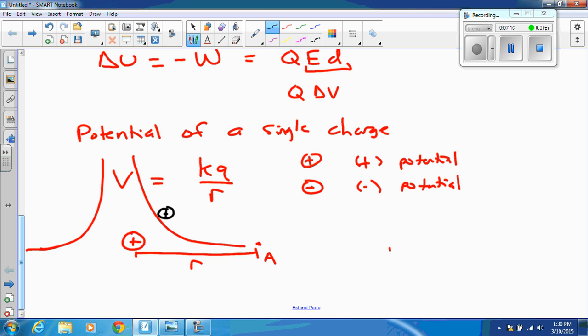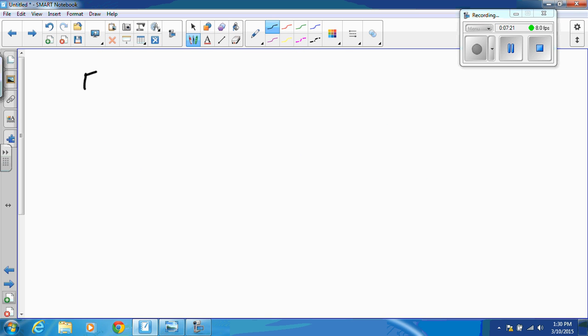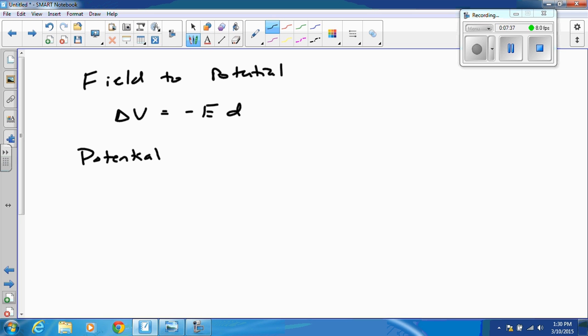So what do we need to be able to do here? Well, we basically need to be able to relate several quantities. We need to be able to relate field to potential, and we're going to do that primarily through delta V equals negative Ed. And we also need to be able to relate potential to energy. And that is delta U, potential energy, equals Q times delta V.